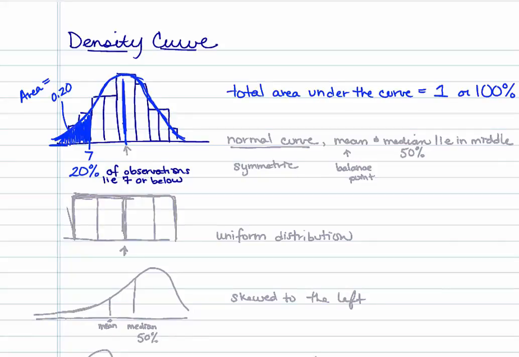They can come in many different shapes. So if it didn't work out perfectly to the histogram being a normal curve, this is more of a normal curve. It could even be something like this, where it's a histogram that you can make into a density curve. That would be called uniform.